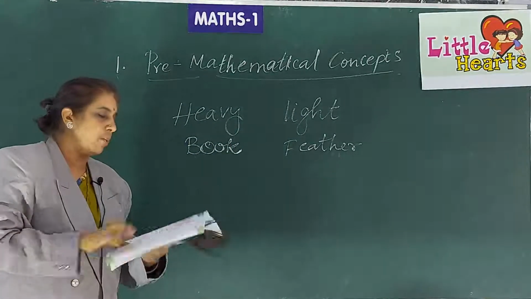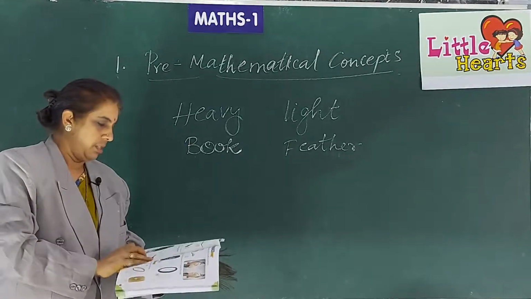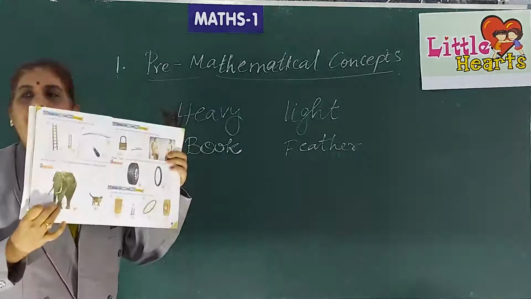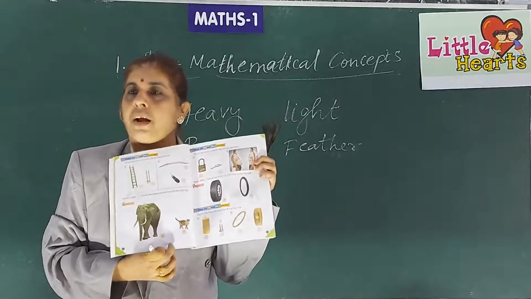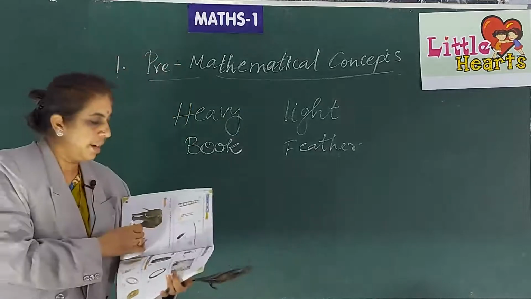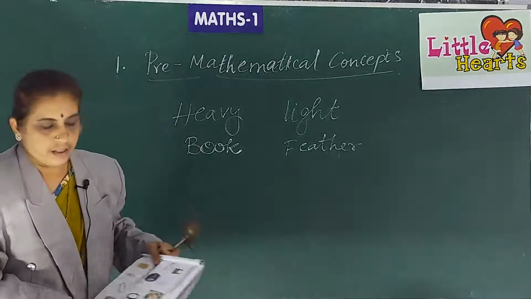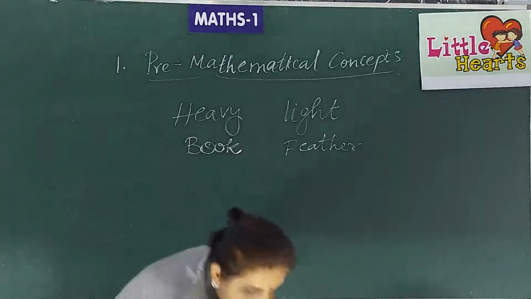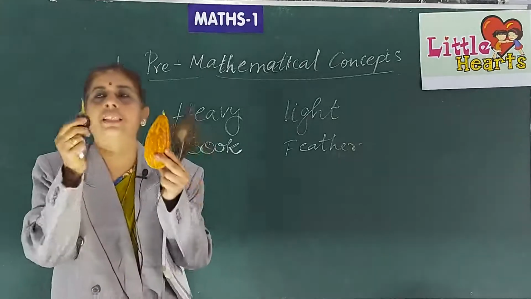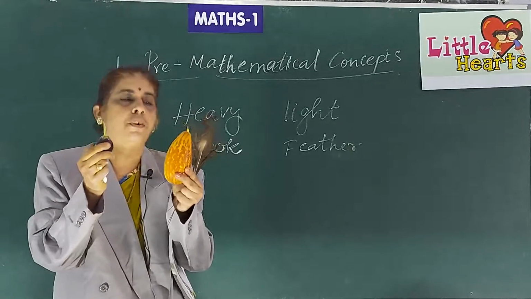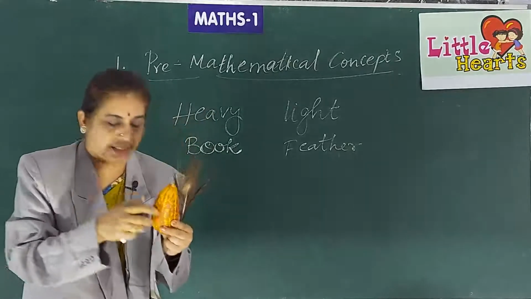Elephant is heavy and a goat is light. Elephant is heavy and cat comes under light. It is less in weight. Can you tell me some more examples? Cucumber is heavy and this brinjal is light. There is a difference in the size and also weight of objects.